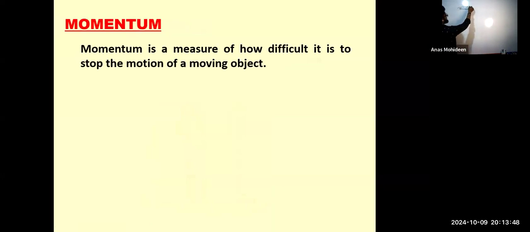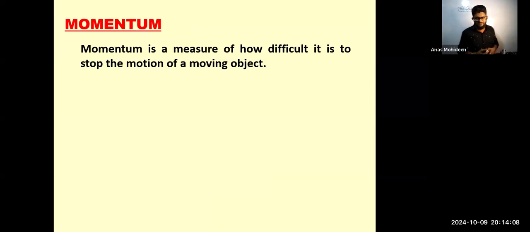Momentum. So what is meant by momentum? Simply to say, an object in motion. Already an object is in motion, let's say, and how difficult it is to stop the motion. How much harder it is to stop the motion of the moving object, that is what we term as momentum.